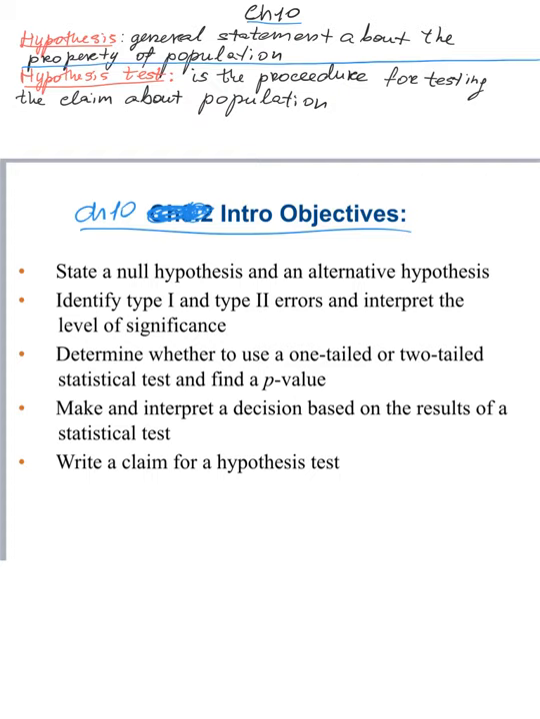All right, so let's take a look at chapter 10. Chapter 10 deals with hypothesis testing. So let's take a look at what a hypothesis is. A hypothesis is a general statement about a property of a population.